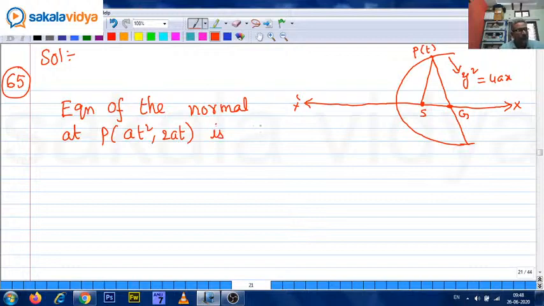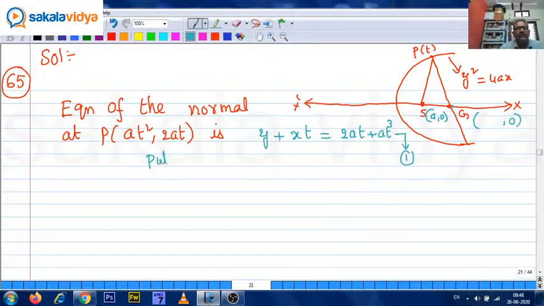The normal is y plus xt equals 2at plus at cube. Say equation 1. In order to find this, S the focus is a comma 0, this we know. G coordinates we need to find out. So here, for G the y coordinate will be 0. Put y equals 0.